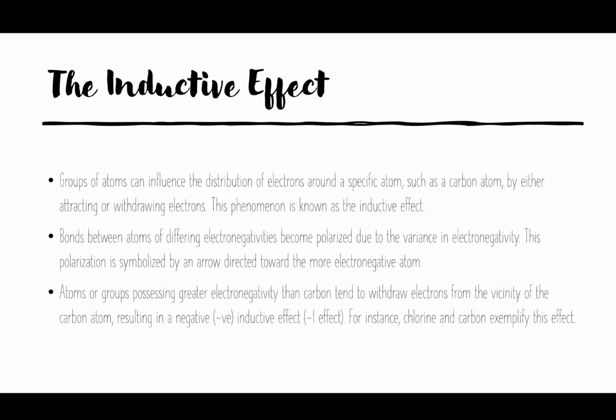So bonds between atoms of different electronegativities become polarized due to the variance in electronegativity. Something like hydrogen versus something like chlorine have vastly different electronegativities, therefore they will form a polarized molecule. This polarization is symbolized by an arrow directed towards the more electronegative atom. So atoms or groups possessing greater electronegativity than carbon tend to withdraw electrons from the vicinity of the carbon atom, resulting in the negative inductive effect.